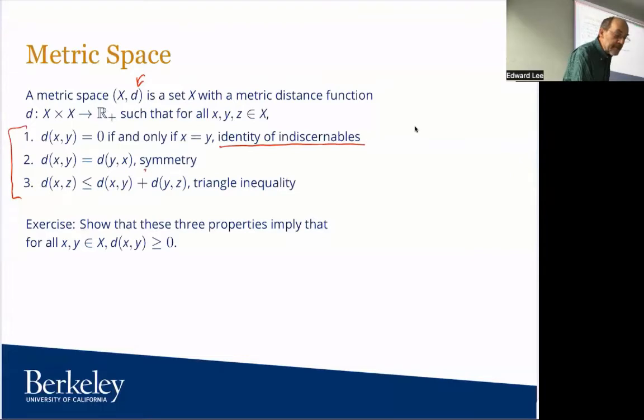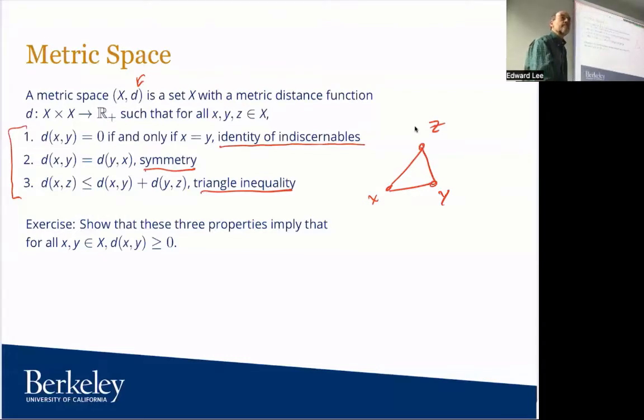You should have symmetry. The distance from x to y should be the same as the distance from y to x. And then you should have the triangle inequality, which is simply that the distance between x and z is less than or equal to the distance between x and y plus y and z. Okay, the sum of those two distances. So if you add these two distances, that's always got to be bigger than this distance. That's the triangle inequality.